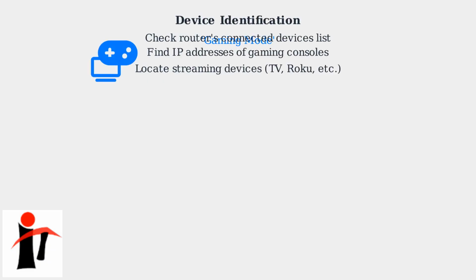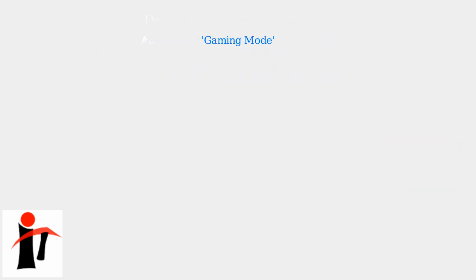Identify the IP addresses of your gaming consoles or streaming devices via the router's connected devices list. Assign high priority to these devices within the QoS settings. After making changes, reboot your router.